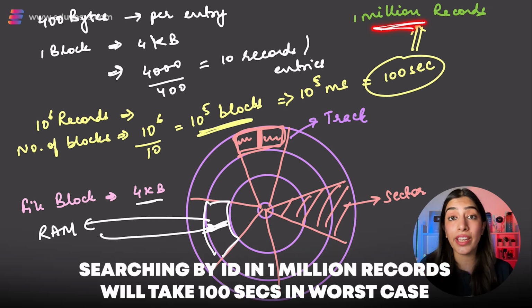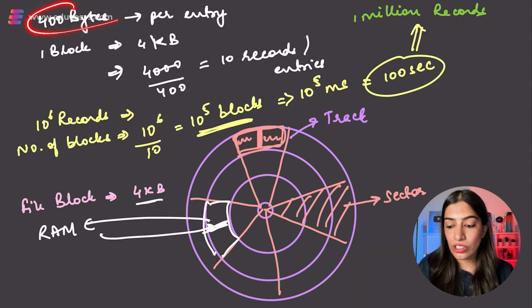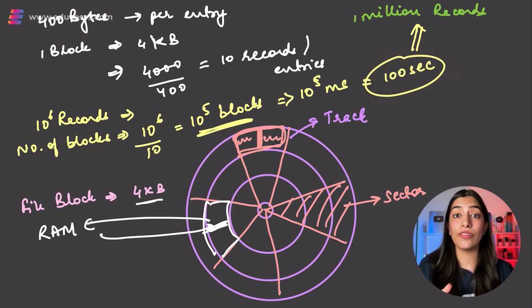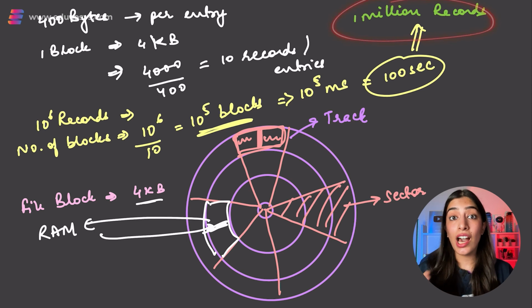1 million records is a very common thing in databases, right? 4 KB is the standard thing. Your document can be this big. So even if not 400 bytes, maybe even 40 bytes, even if it is taking 10 seconds, it's a lot of time. So we want to minimize the time taken to go through the records. How can we do that is the problem that we are going to try to solve.